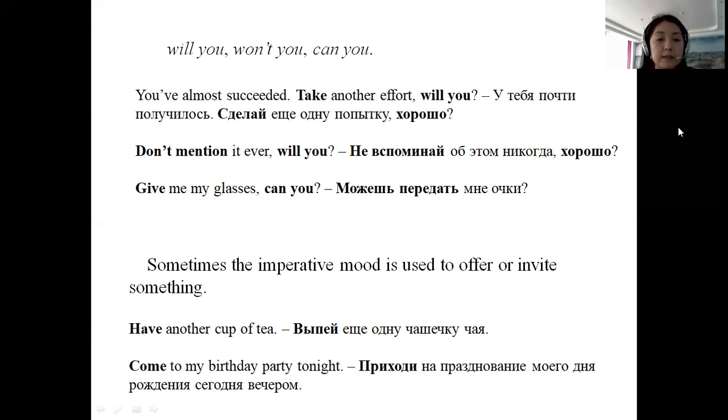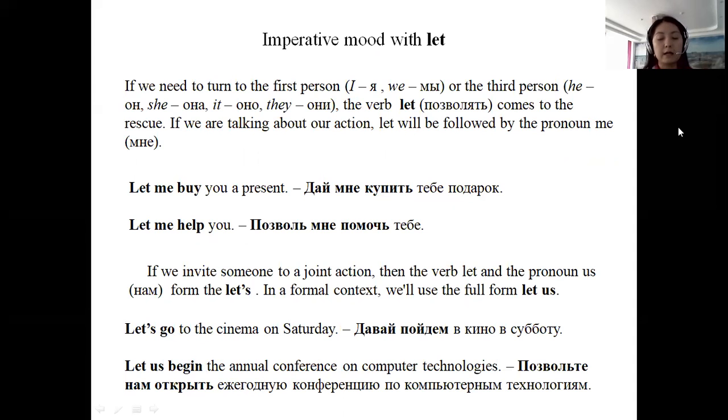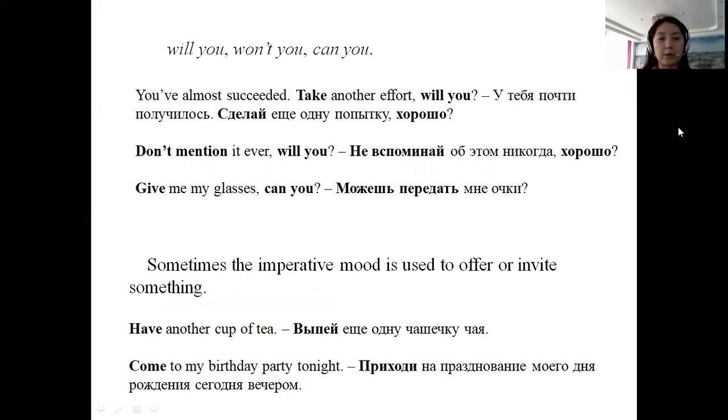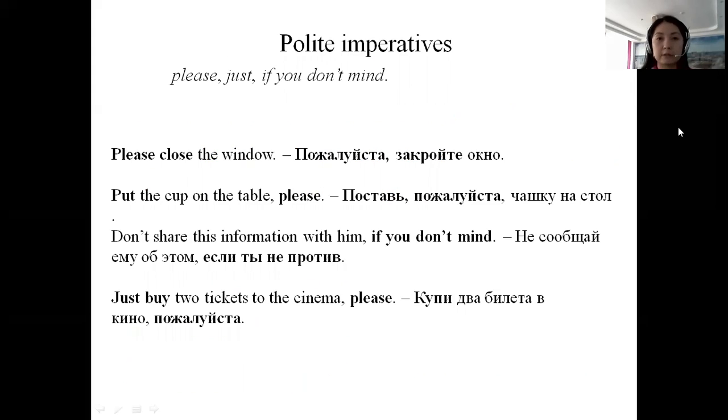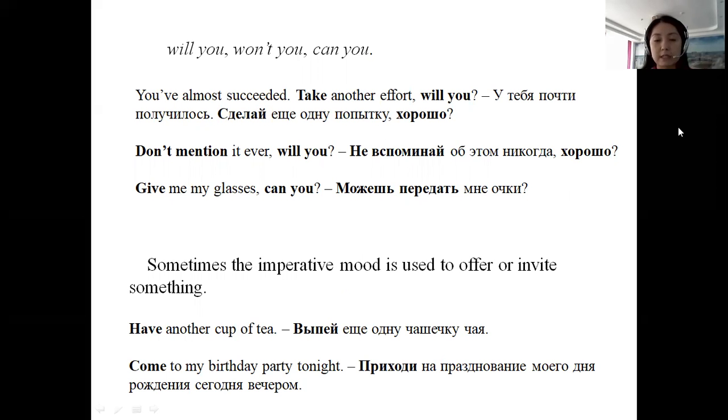And sometimes the imperative mood is used to offer or invite something. For example, have another cup of tea. Выпей еще одну чашку чая. Or we say, come to my birthday party tonight. Приходи на празднование моего дня рождения сегодня вечером. Okay, we know how to use the imperative, polite imperatives, and negative sentences in the imperative mood, yes?